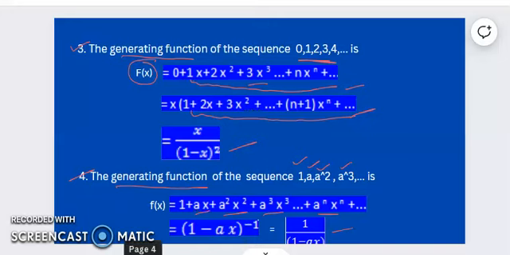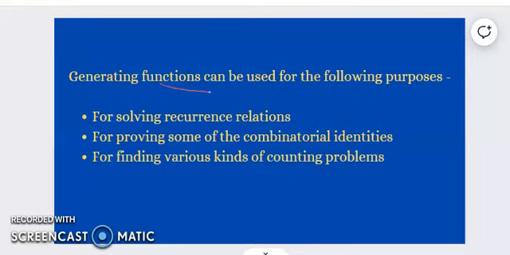So these are some standard generating functions for the sequences. So what are the uses of generating functions? Generating functions can be used in the following cases. One is solving recurrence relations, and they can be used for proving combinatorial identities, and for finding solutions to various kinds of counting problems.